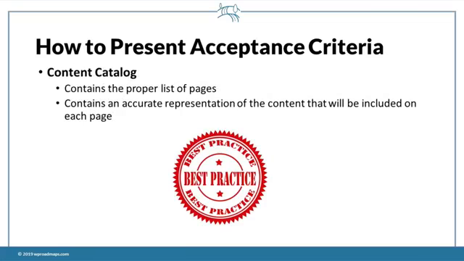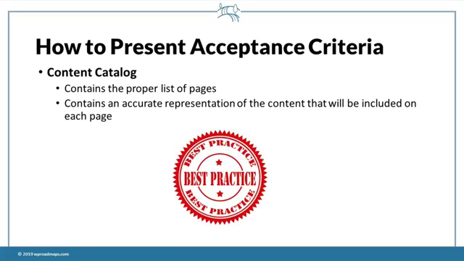Another example is for your content catalog, that it contains all the proper lists of pages. It contains an accurate representation of the content that will be included on each page. So there's some examples of how to represent the acceptance criteria.